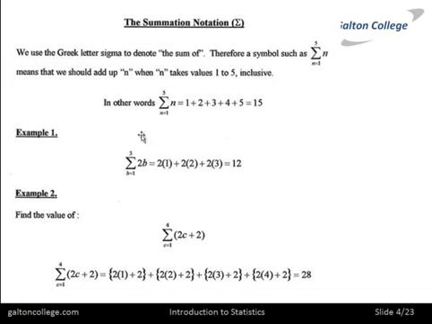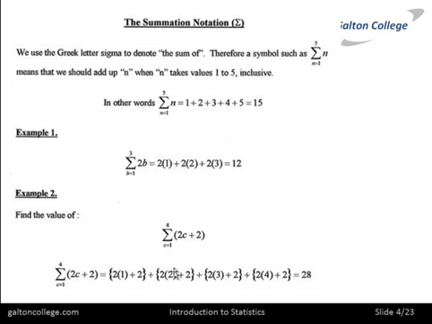This one looks nasty. It goes b equals 1 to 3, 2b. Well, the 2's are constant, so that's easy. And b takes the value 1 plus 2 plus 3. It's equal to 12. So in fact, it's actually quite straightforward.